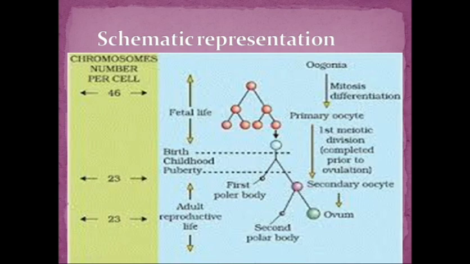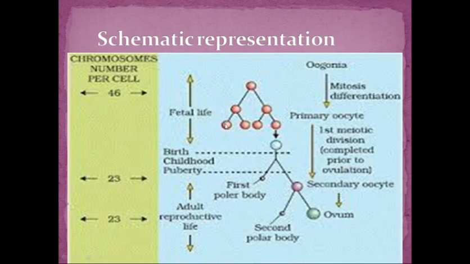This secondary oocyte, when it completes meiosis 2, which is again unequal, results in the formation of a second polar body, which is small, and a large cell which is called the ovum. So here also we can divide this into three different phases. This is a phase of multiplication, then this is a phase of growth, and this is a phase of maturation. So this is a schematic representation. You have to note all these.